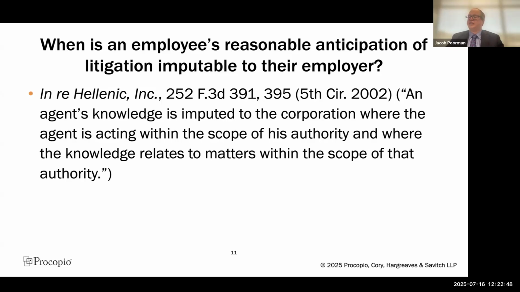It is therefore essential that employees who become aware of potential claims against the company relay that information up the chain in a timely fashion to ensure that the company has an opportunity to comply with its evidence preservation obligations.